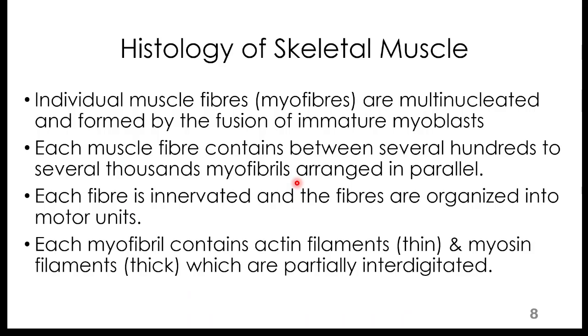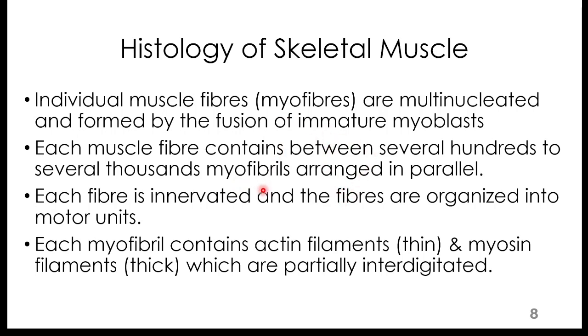Okay. Now, individual muscle fibers are referred to as myofibers. They are multinucleated, as we've said earlier, and the multinucleation is caused by the fusion of immature myoblasts during the development of the muscle. Immature muscle cells called myoblasts, several of them fuse together to become one cell, while still retaining the individual nuclei from all of these cells, and so you have one cell that has multiple nuclei. Each individual muscle fiber or muscle cell contains hundreds to thousands of myofibrils arranged in parallel.